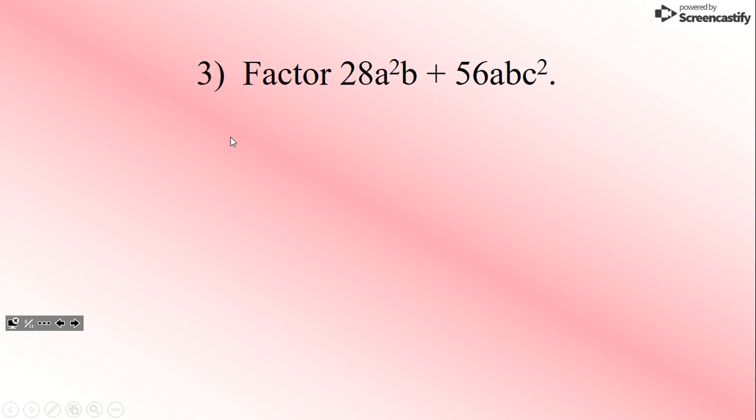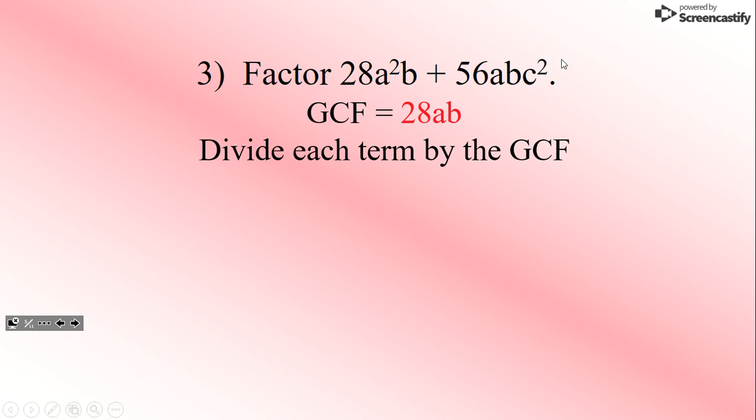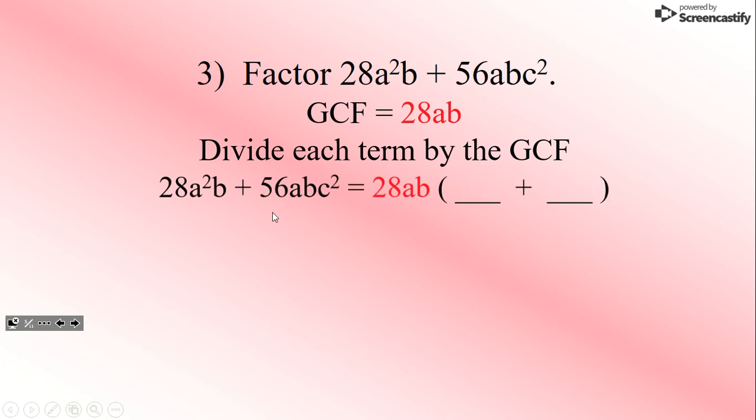Step one, find the greatest common factor, which is 28 goes into both of these. For a, there's a 1 and a 2 here. You take the smaller one, a. And for b, there's a 1 and a 1, so it's b. And there's no c because this term has no c, so your greatest common factor is 28ab. Then we're going to divide each term by the greatest common factor. So you set it up by writing your expression equals your greatest common factor times these two terms.